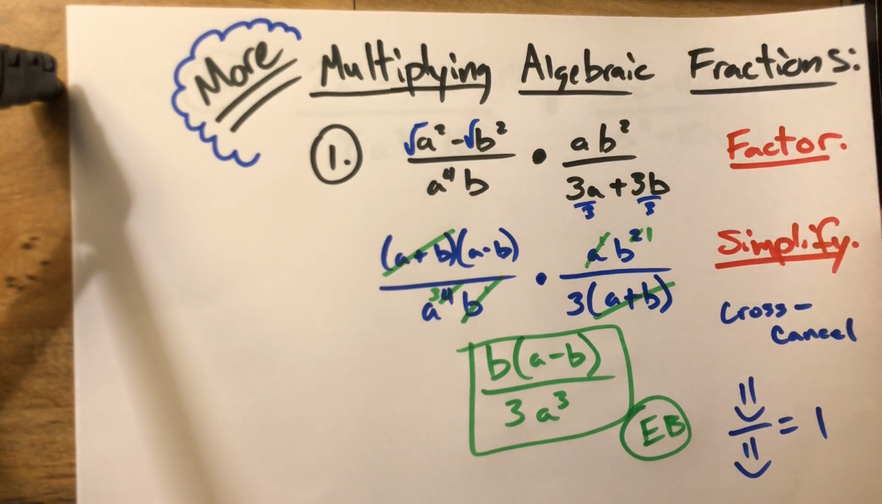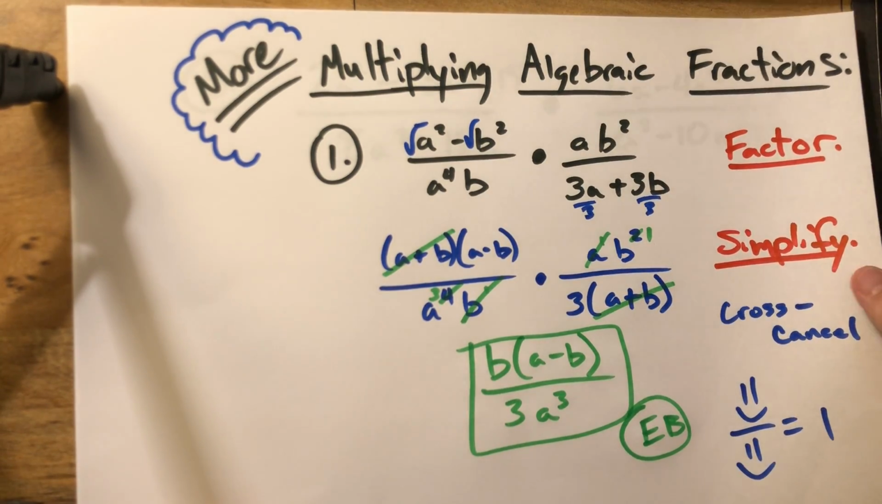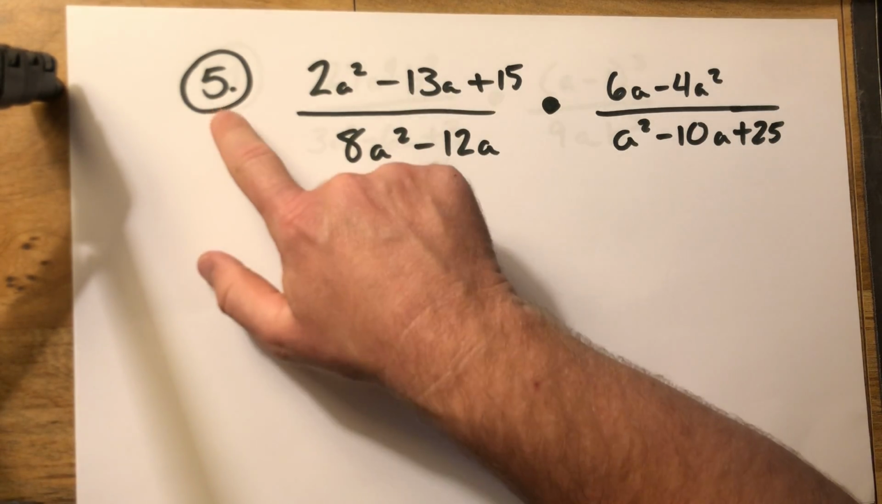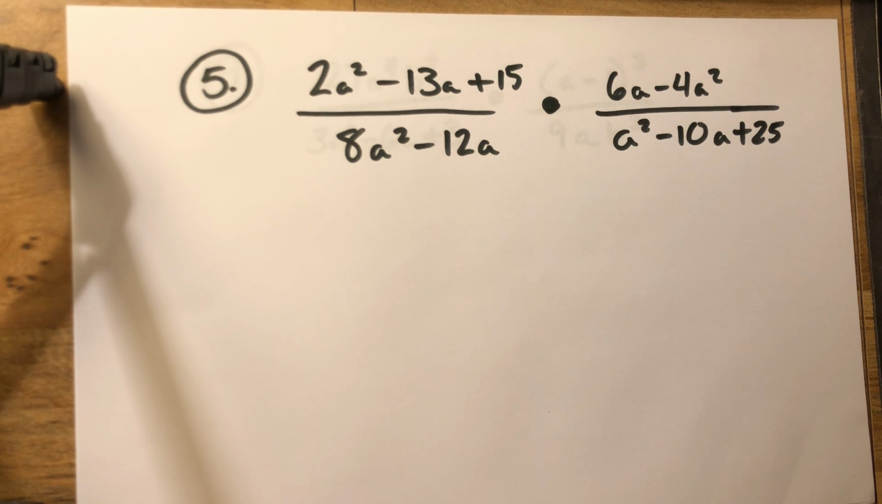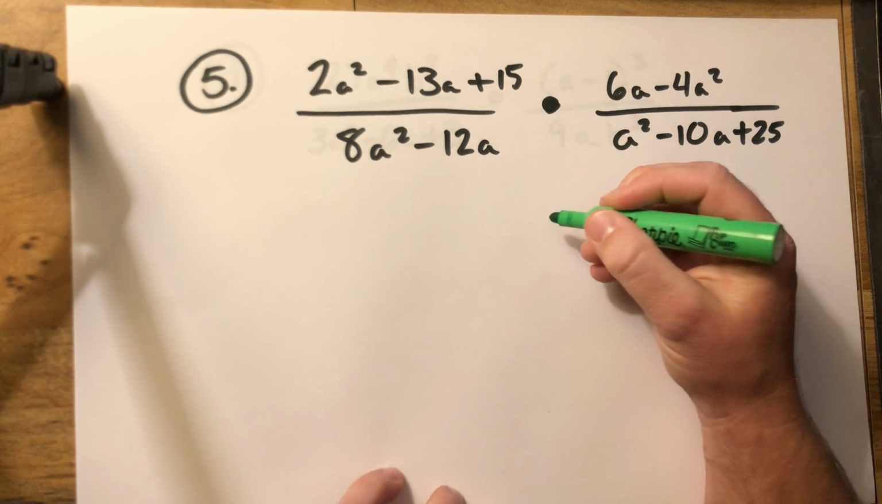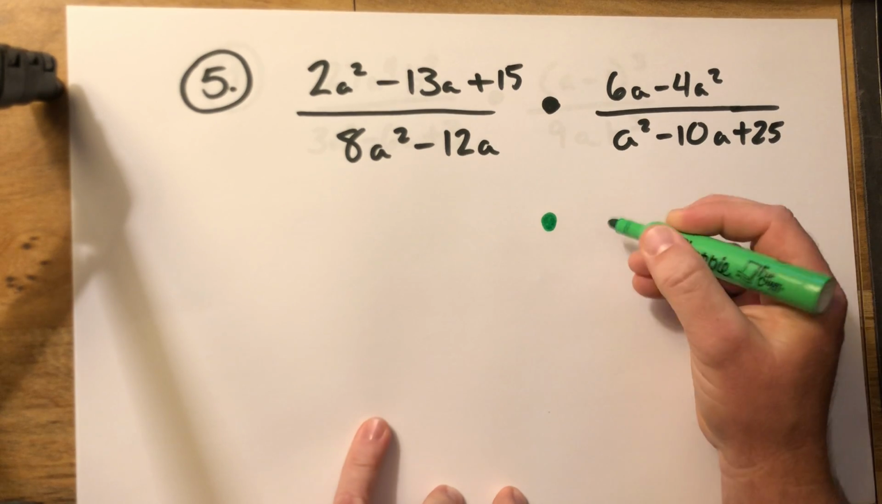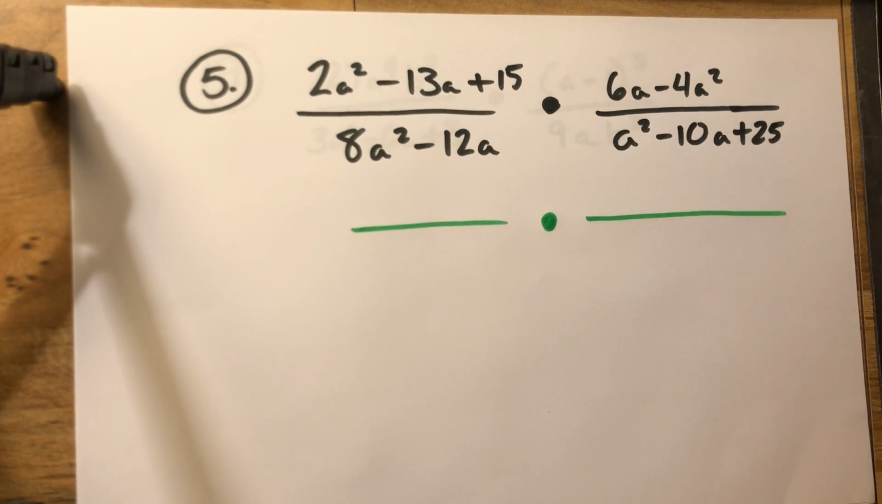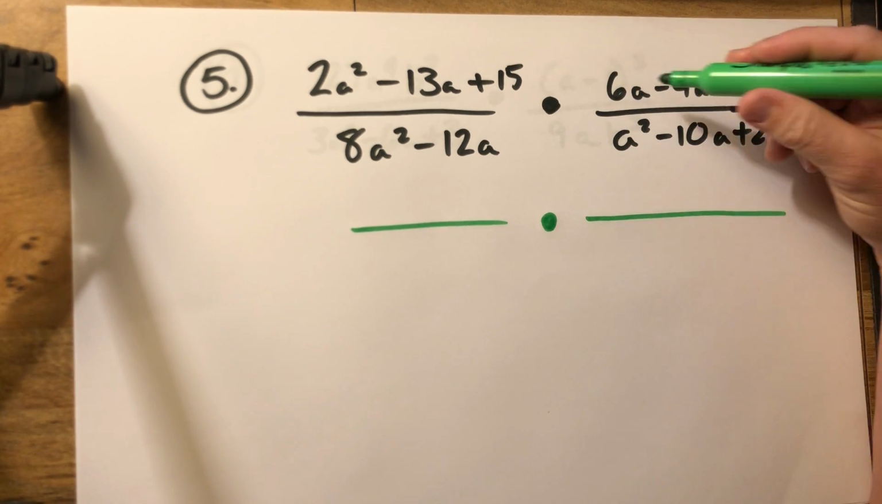A little bit more difficult one. Keep in mind this factor, simplify idea. Factor first, then simplify. So let's look at, this is actually number 5. You can see quite a bit more difficult right off the bat. I'm going to set up a kind of quadrant style here, and you can start wherever you want to factor. I'm going to start up here actually.